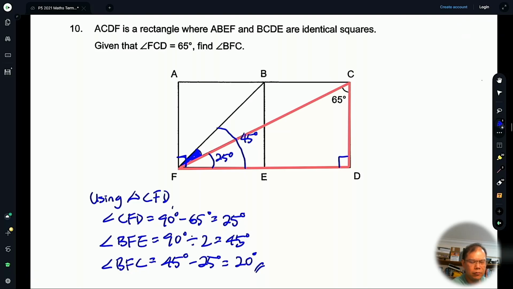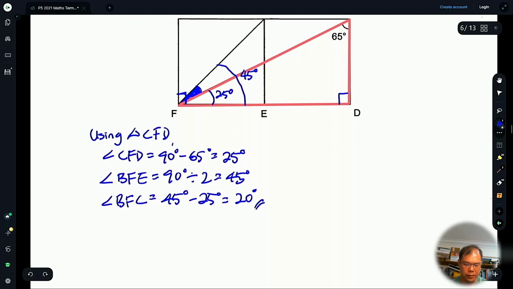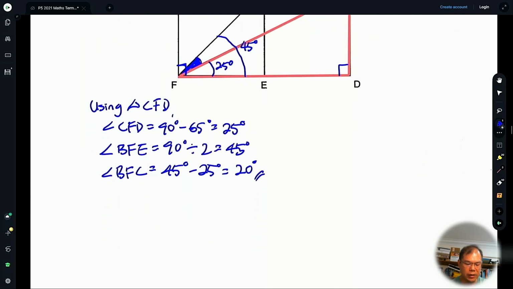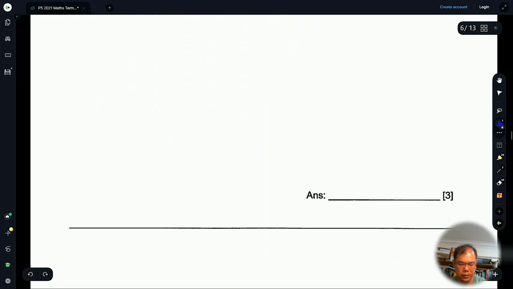Now there are other ways of finding the angle, but I will not go through them. I'll leave it as an exercise for you to try out yourself. Alright, but for this question, the answer is 20 degrees. Okay, answer for question 10 is 20 degrees.